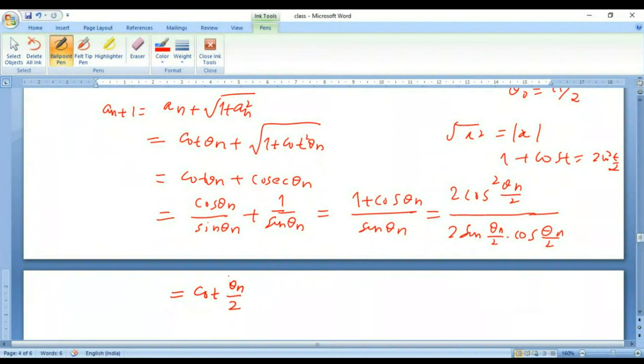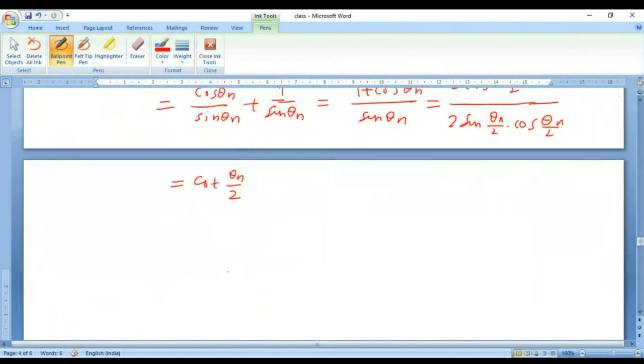So you started with cot of theta n and you got cot of theta n over 2. Meaning you started with an is cot of theta n, and an plus 1 comes out to be cot of theta n over 2. Amazing. It's like again GP, the theme we have dealt with in this lecture throughout.